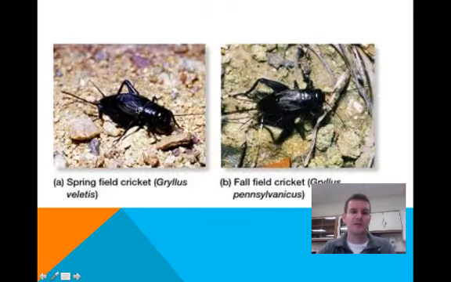Okay, and then this final one here, we have something called a spring field cricket and a fall field cricket. You can imagine, thousands of years ago there was one species of cricket, and at some point in that cricket's existence, part of the group decided that they would mate in the spring, and part of the group decided they would mate in the fall. I know it's kind of weird to say crickets deciding, but you kind of get the point.